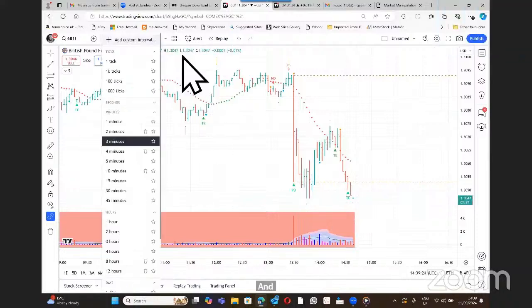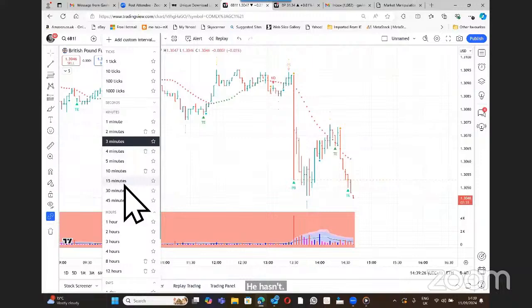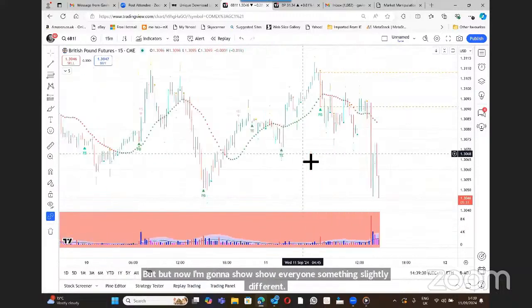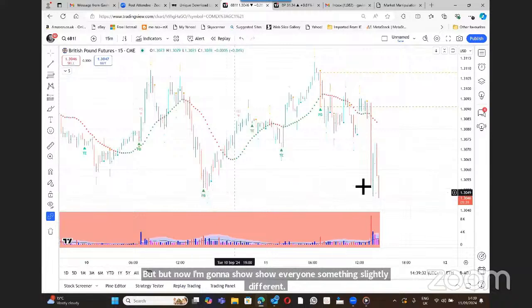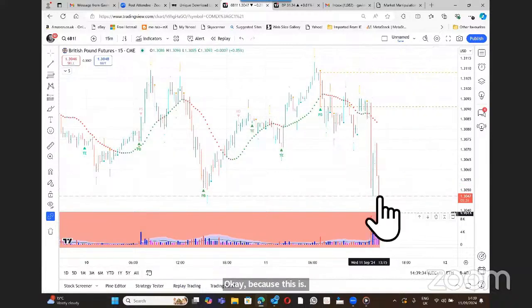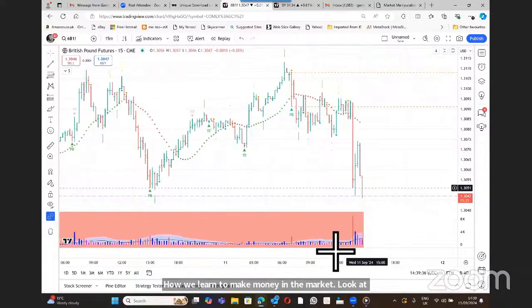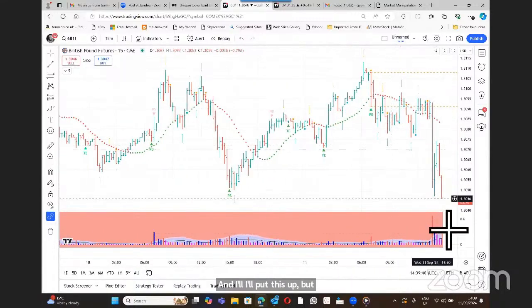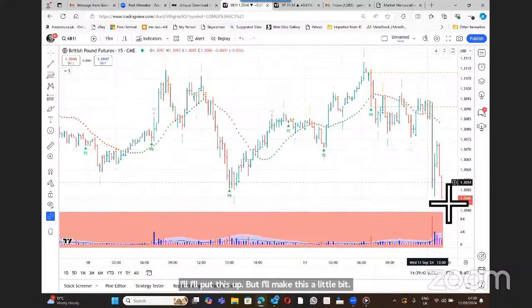But now I'm going to show everyone something slightly different, because this is how we learn to make money in the market. Look at this bar here, and I'll put this up. I'll make this a little bit stronger. Look at the volume on the bar. This is going all the way down the toilet. But I know that. How can this be possible?